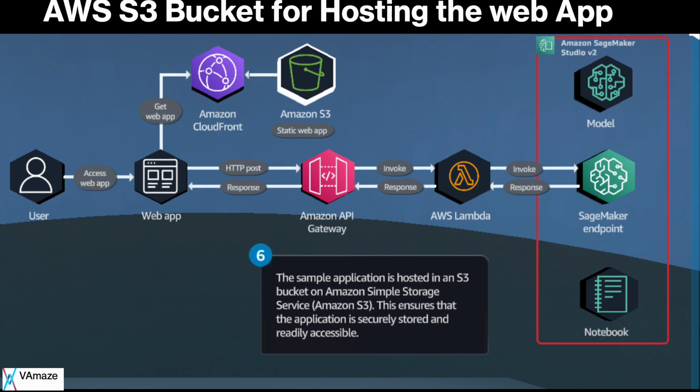In the GenAI AWS application, the Amazon S3 bucket serves as the primary storage for the static web application. It securely stores all the static content such as HTML, CSS, and JavaScript files. When a user accesses the web app, CloudFront fetches the content from the S3 bucket, ensuring high availability and reliability. S3's scalability and durability make it an ideal choice for hosting a web application, enabling efficient storage and quick retrieval of web assets for a seamless user experience.